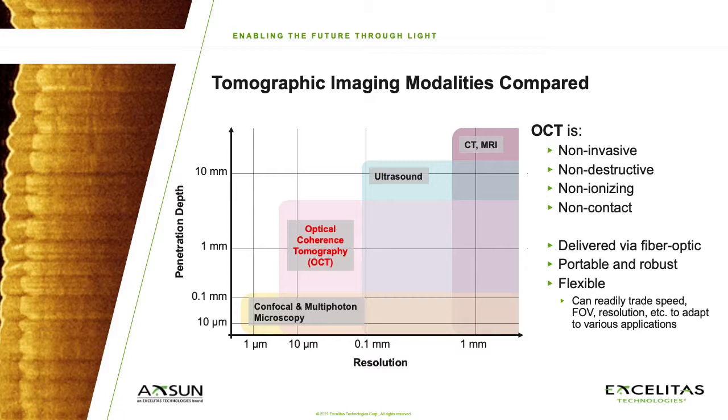Of course, metal is an exception, where penetration is zero, and OCT can provide only topographic or surface information. Unlike some competing modalities, OCT is non-contact and non-ionizing and can be delivered via fiber optic into harsh environments from relatively portable and robust system hardware. Finally, since OCT is a coherent optical technique, enhanced image contrasts can be gained by further analyzing subtleties in the polarization or the phase shift of the backscattered light.